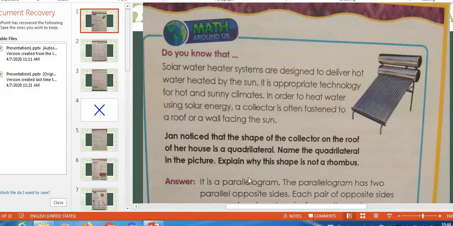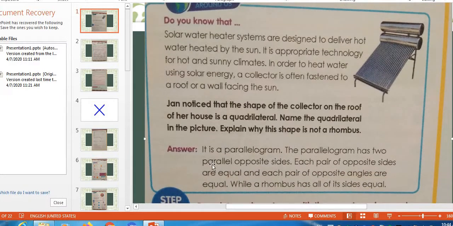Name the quadrilateral in the picture here. Explain why the shape is not a rhombus. What do you think about this picture? Yeah, I can hear you, excellent. It's a parallelogram. The parallelogram has two parallel opposite sides, this side and this side. They are opposite to each other, they look at each other like in a mirror. Each pair of opposite sides are equal and each pair of opposite angles are equal.